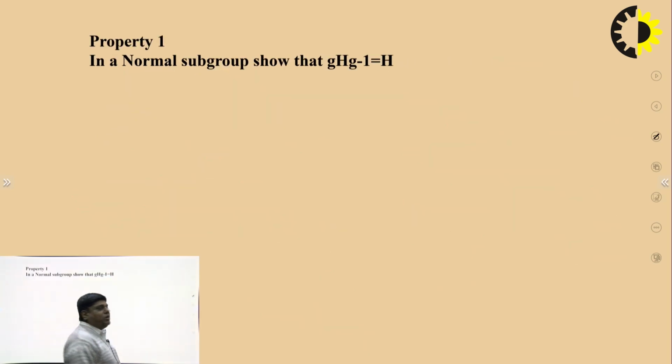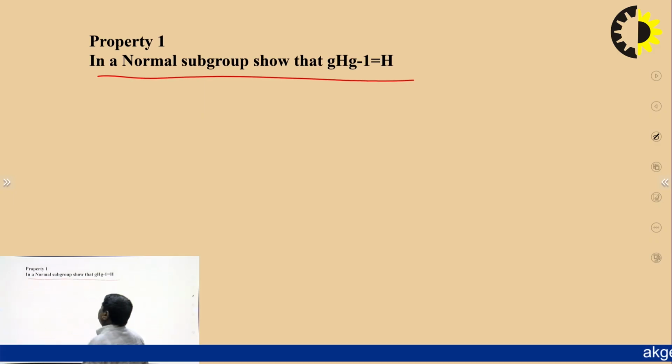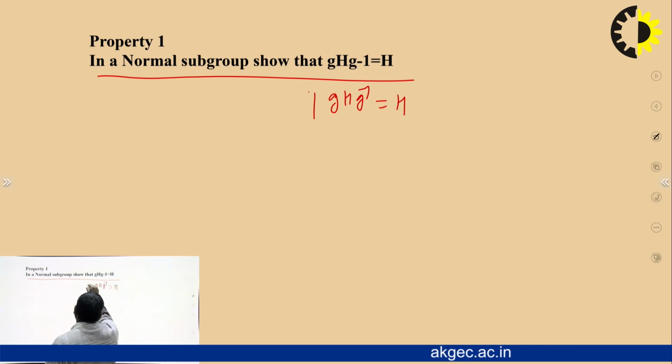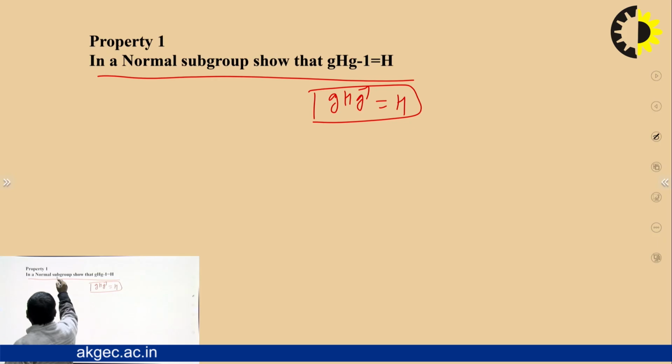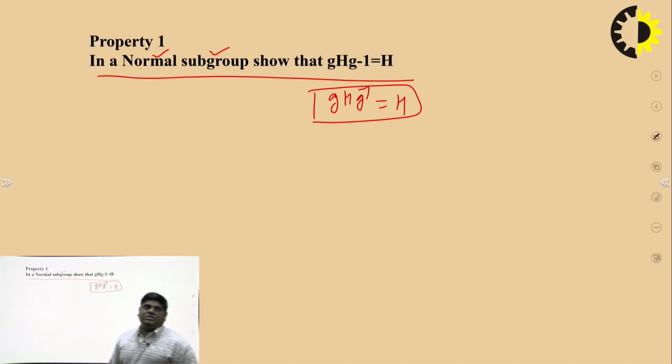Now we move on to the very famous property of the normal subgroup. Prove that g h g inverse is equal to H. This property is asked many times in university examinations. So first we check what a subgroup and a normal subgroup are, then we prove g h g inverse is equal to H.